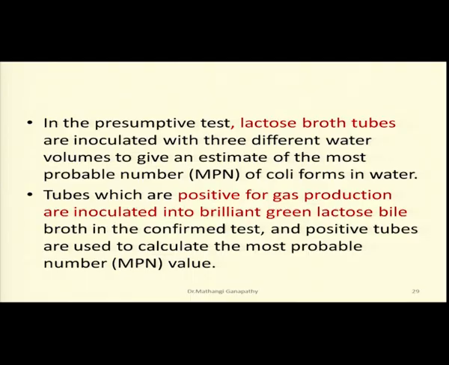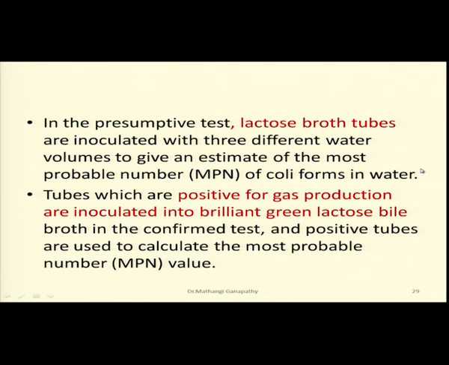For this, normally we use what we call the coliform test technique, or it is otherwise called the multiple tube fermentation test. This is a standard method followed all over the world to determine whether water is potable or fecally polluted. And the technique involves 3 successive steps: the presumptive test, the confirmed test, and the completed test. In the presumptive test, lactose broth tubes are inoculated with 3 different water volumes to give an estimate of the most probable number of the coliforms in water.